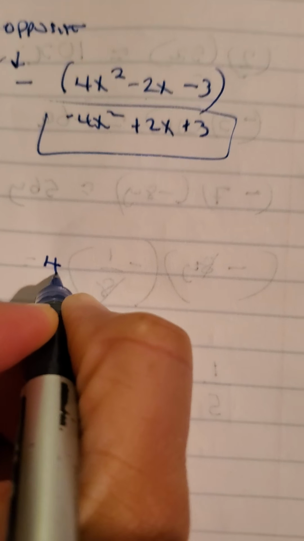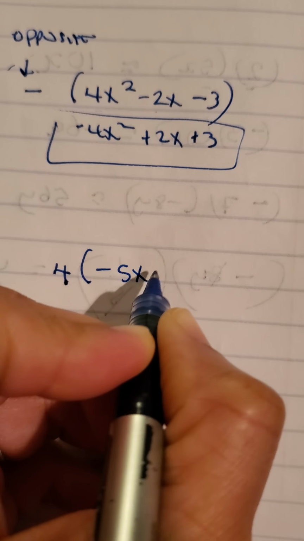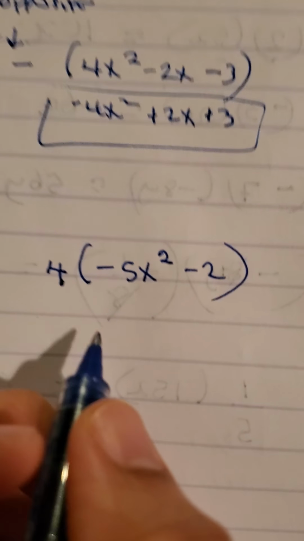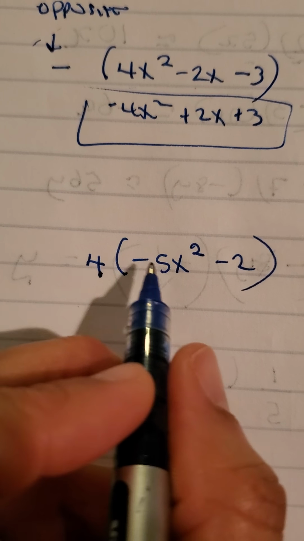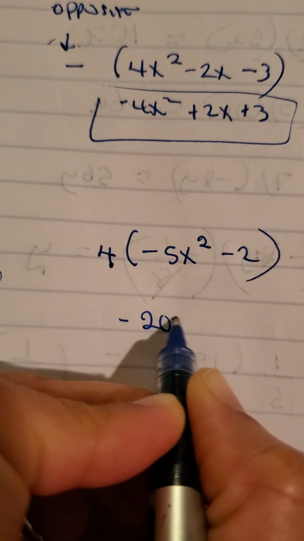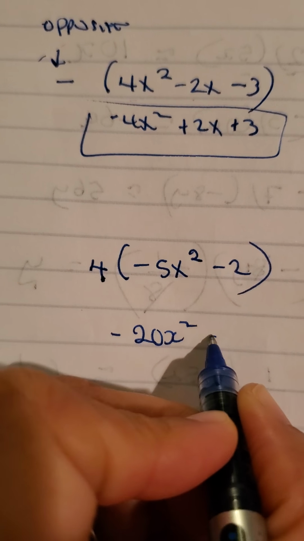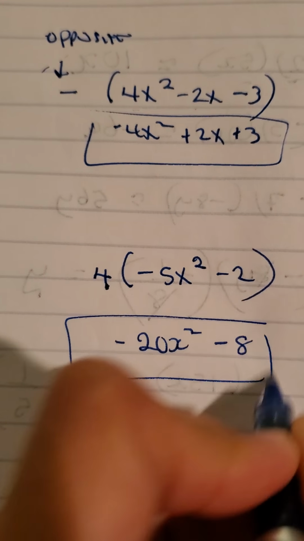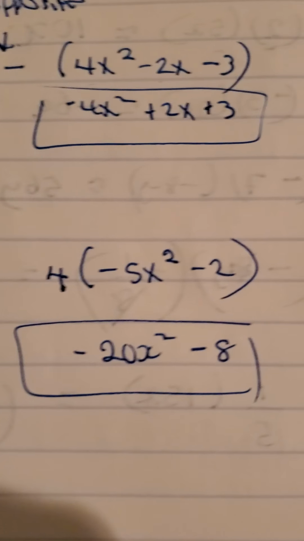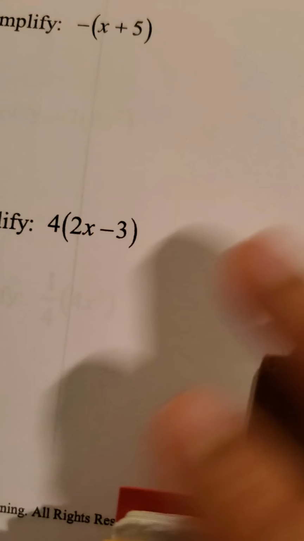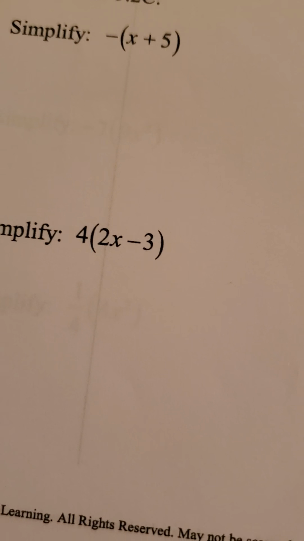Let's try one with a positive. So we have a positive 4 times the quantity 5x squared minus 2. Same rules of sign apply. Positive times positive is positive, so it's 20x squared. Positive times negative is negative 8. All right. So will there be positive expressions all the way? Yeah, you can have some positives right here. There's an example of positives.